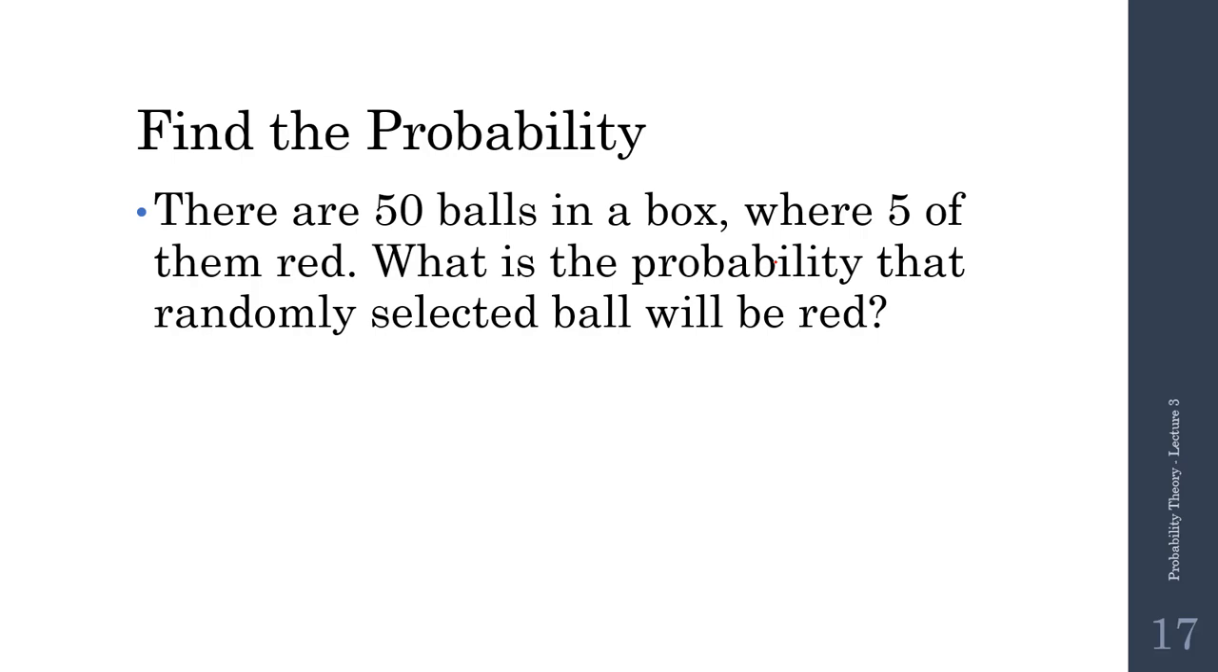Next exercise. There are 50 balls in a box, where 5 of them are red. What is the probability that a randomly selected ball will be red? We want to select just one ball. So I want to know if it's red. How many red balls do I have? 5. Out of how many? 50. So the probability of event A is 1 over 10, which can be written as 0.1.